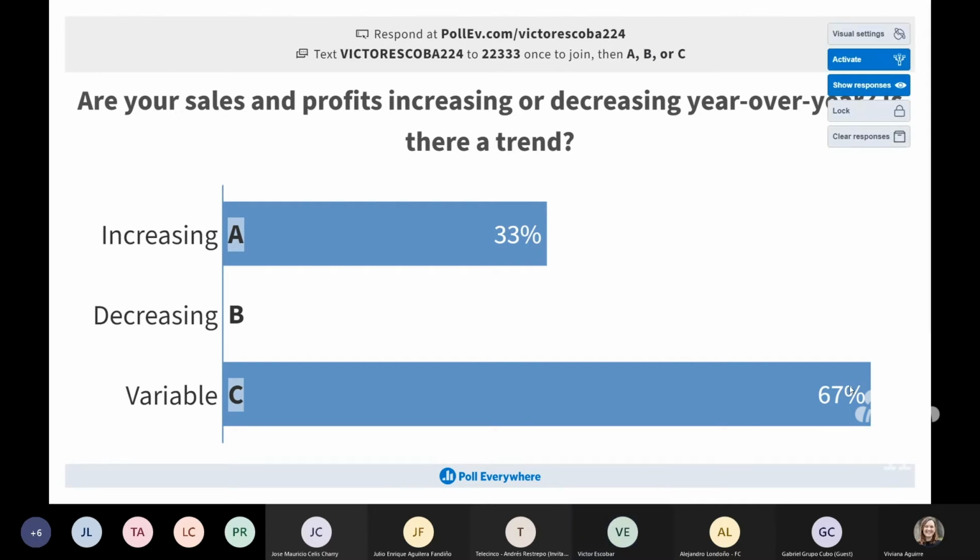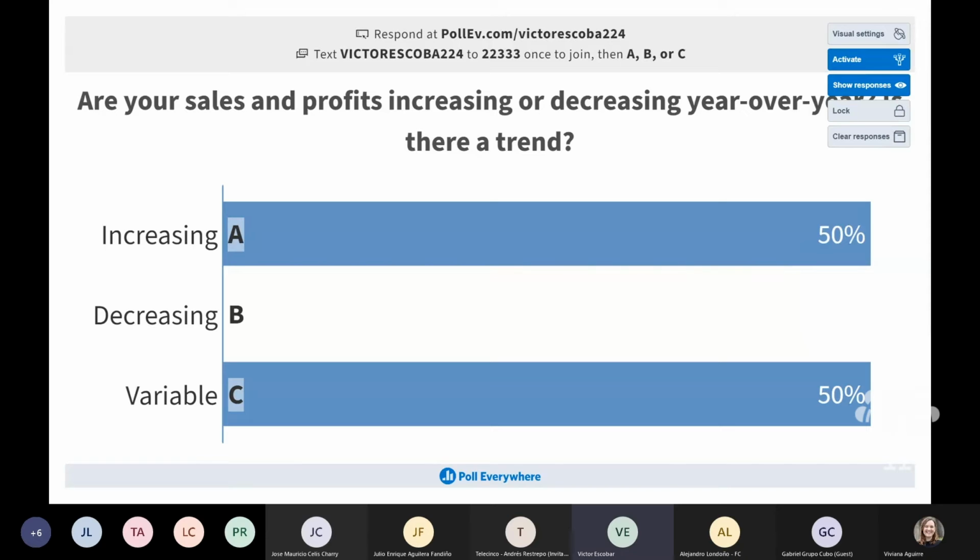Let's wait a little bit for somebody else to answer. Okay, so we have variable 50% and increasing 50%. So nobody is decreasing. That is good. That is a good projection. Good for you guys. Great job.